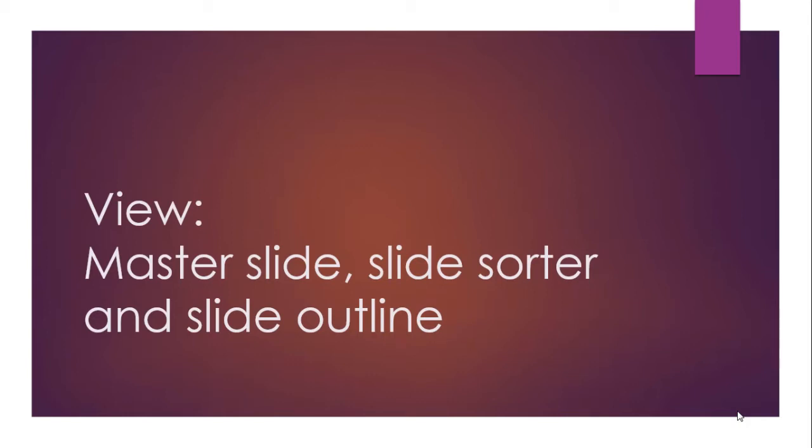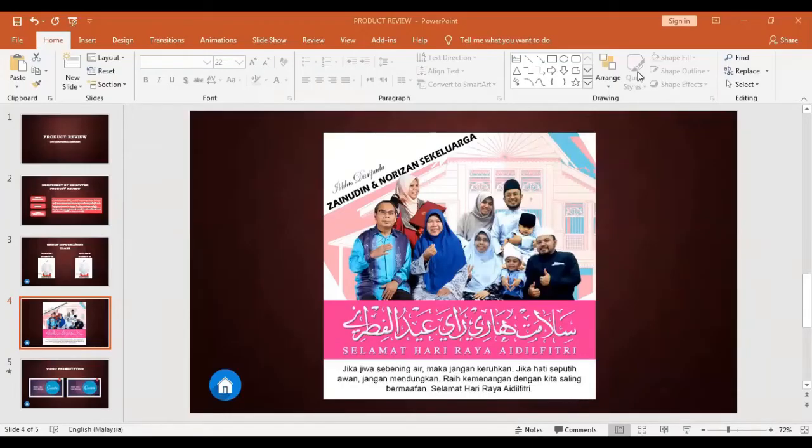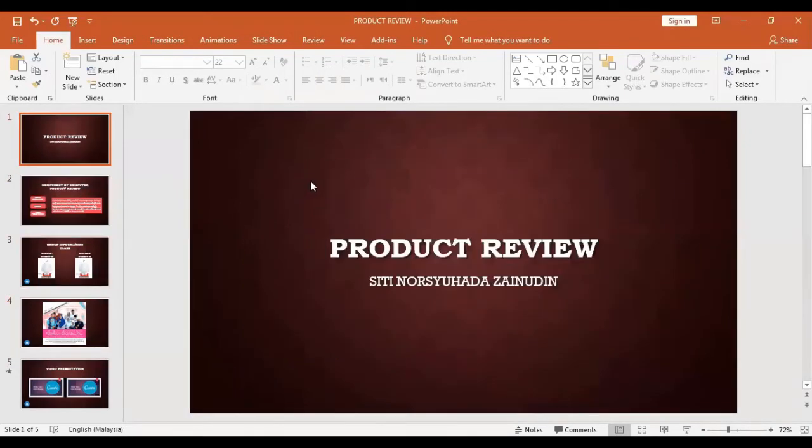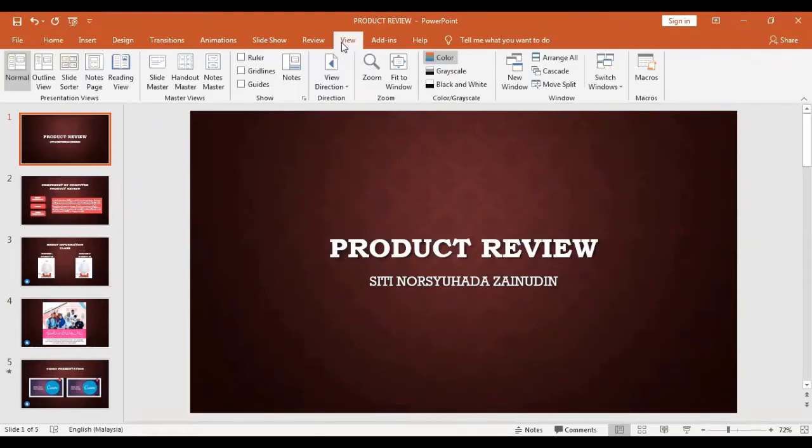Next, you can view master slide, slide sorter, and also slide outline. I will show you how. So how can you view your master slide? I already edited my PowerPoint here. We have 5 slides. Then to view master slide, just go to view, and click this master.